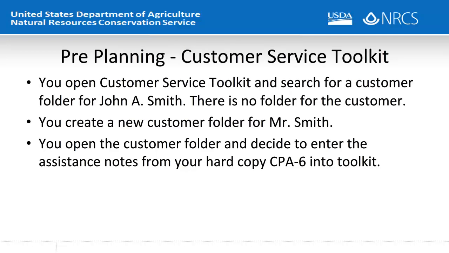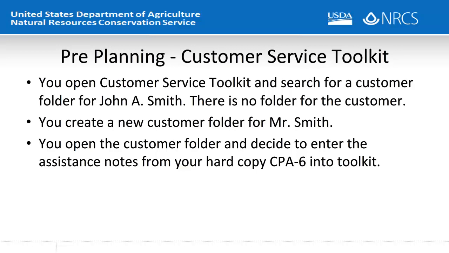Let's look at some pre-planning activities. One tool that we use is Customer Service Toolkit. You open Customer Service Toolkit and search for a customer folder for John A. Smith. There is no folder for that customer, so you create a new customer folder for Mr. Smith. You open the customer folder and decide to enter the assistance notes from your hard copy CPA 6 into Toolkit.